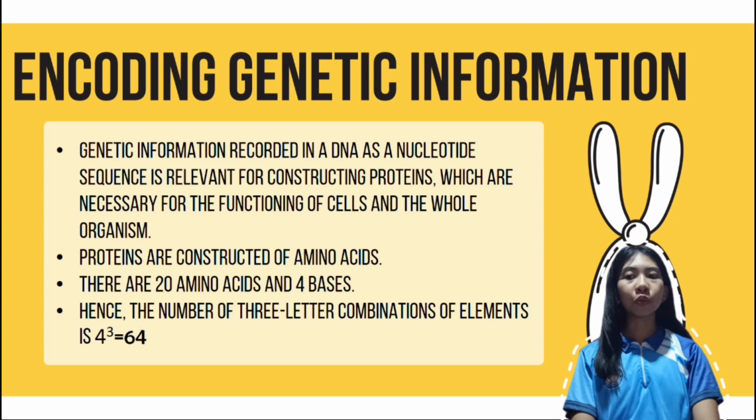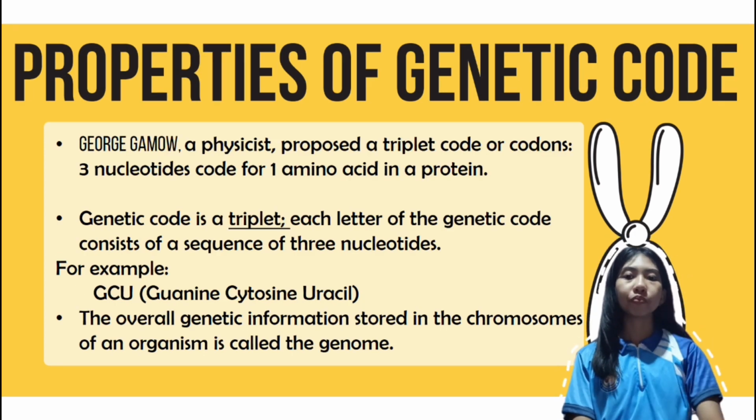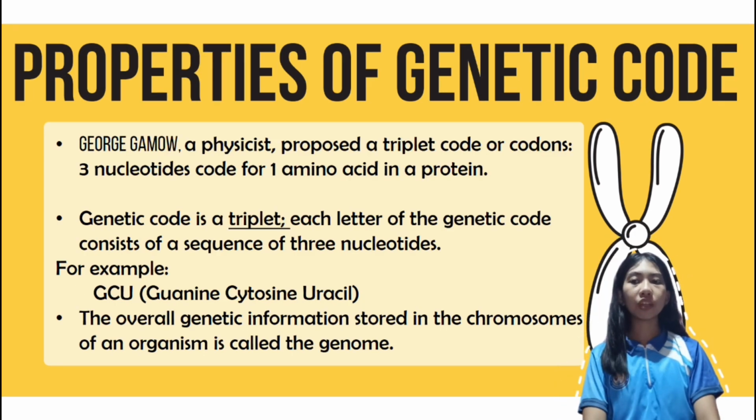To sum up, the total number of 3-letter combinations of elements is 4 to the third power, which is equal to 64. So let's now proceed to the properties of the genetic code. The first to put forward the idea of a genetic code was a well-known American physicist named George Gamow.